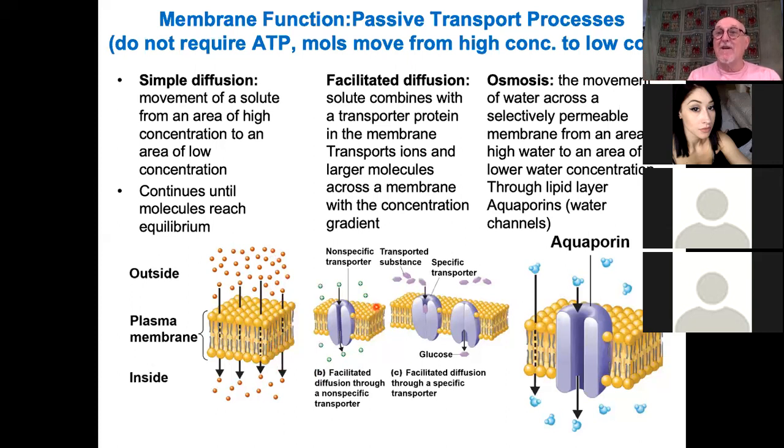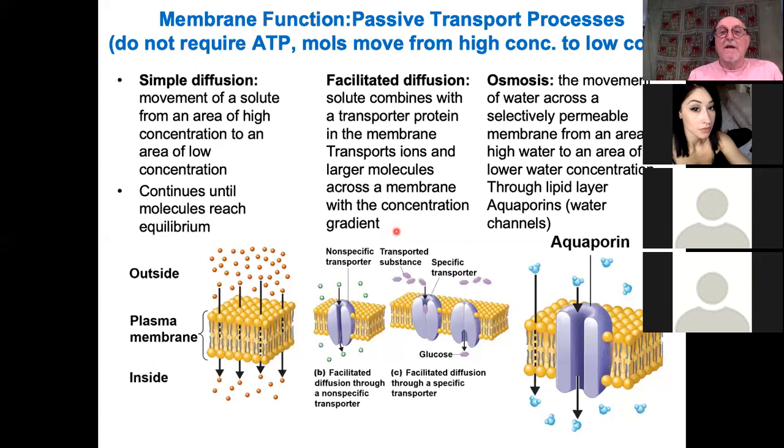And very often the cell needs a constant supply of whatever it is, ions or whatever. And so the cell has channels whereby these ions and small molecules can move straight across the membrane and into the cytoplasm, always with the diffusion gradient from areas of high concentration to areas of low concentration, not the other way around.